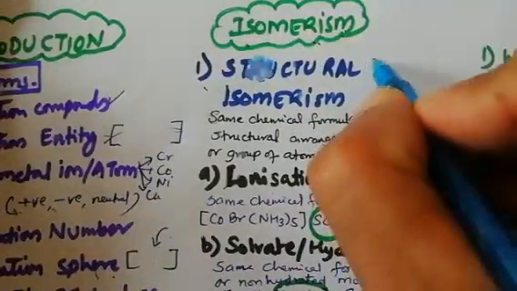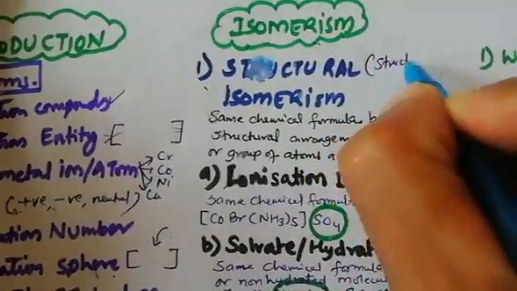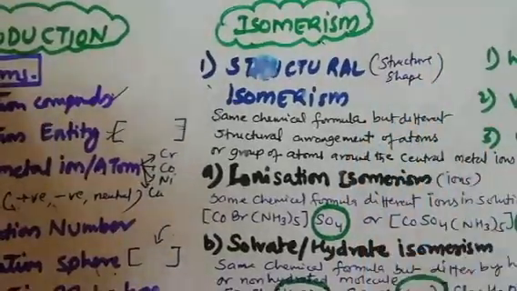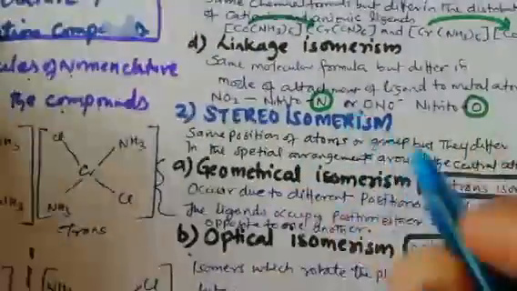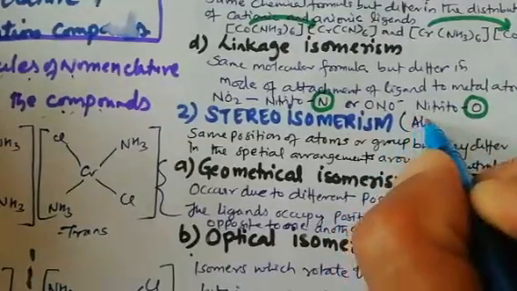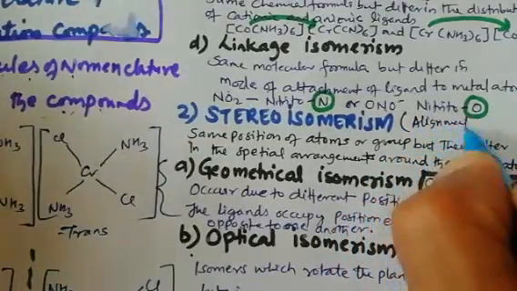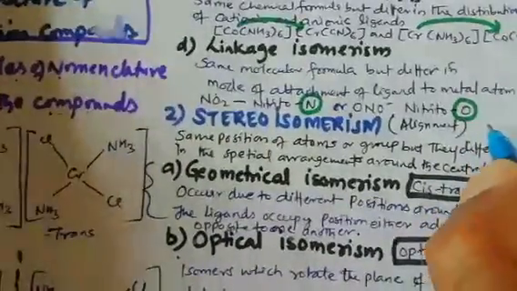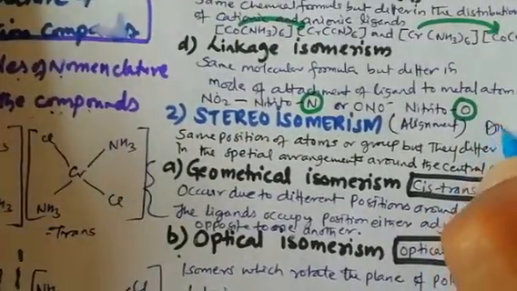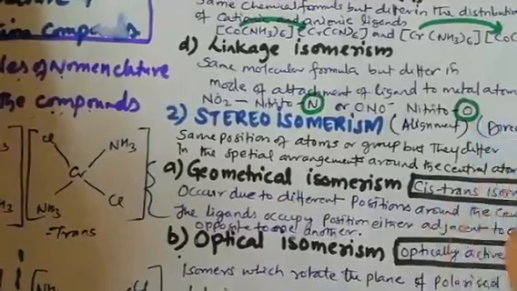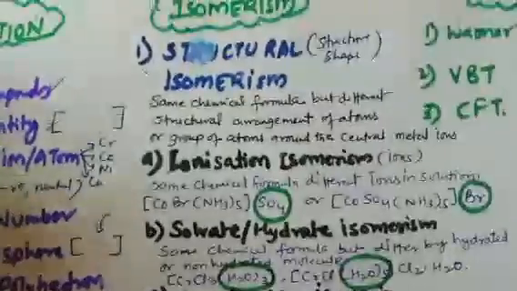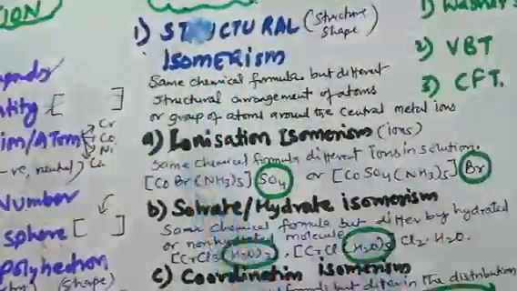If I take the word structure, somewhere the geometry, structure, shape, or formula is going to change. Whereas stereo means alignment, or you can say mirror image, meaning the geometry is going to shift directionally. Stereo means the shape is going to change. So let's start. What is the meaning of structural isomerism?